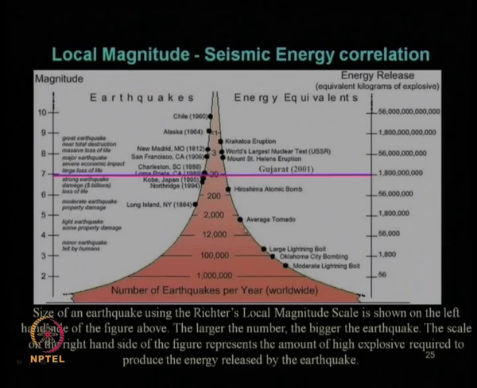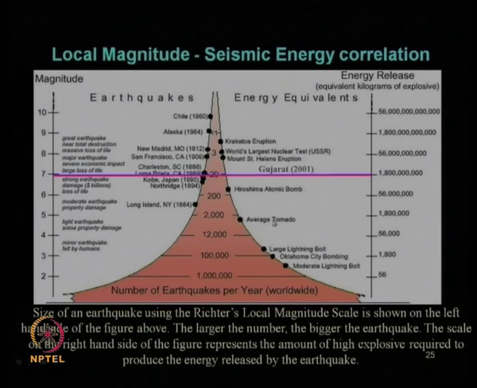So here people have compared with other known events like the Hiroshima atomic bomb during the Second World War. The atomic bomb, which totally destroyed an entire city, corresponds to an earthquake magnitude of a little above 6, or about 6. Then for an average tornado, the energy released is a little less than even a magnitude 5 earthquake.